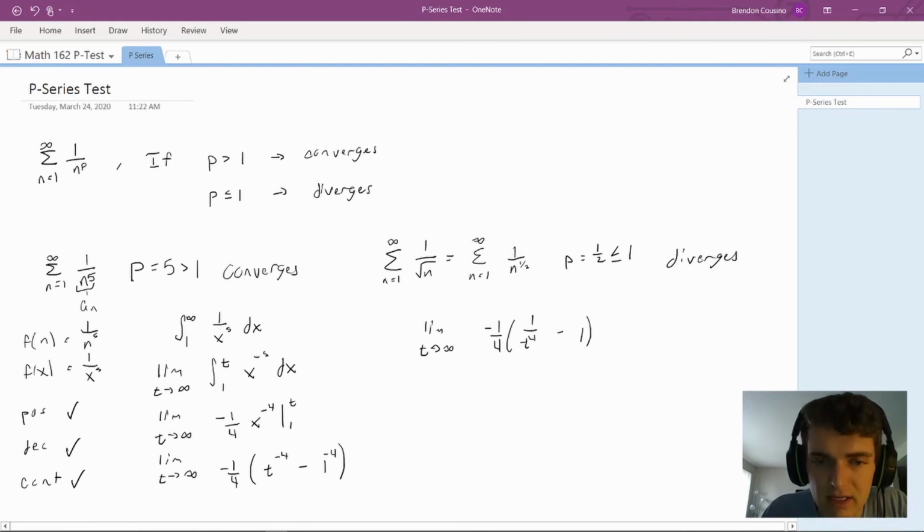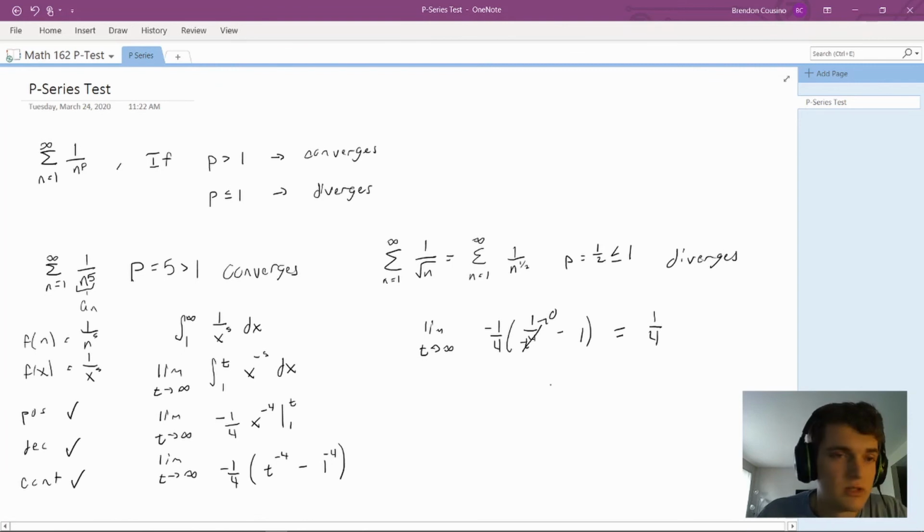Okay, so now let's go ahead and evaluate the limit. So let's plug in our infinity. So when we plug in the infinity here, we're going to get infinity to the fourth, but it's on the denominator, so that tells us that this piece is going to go to 0. So it looks like this is all just going to be equal to negative 1/4 times negative 1, which is 1/4. And so then that tells us that this improper integral converges to 1/4, so we know that our series should also converge, which is the same thing that the p-series test showed us.